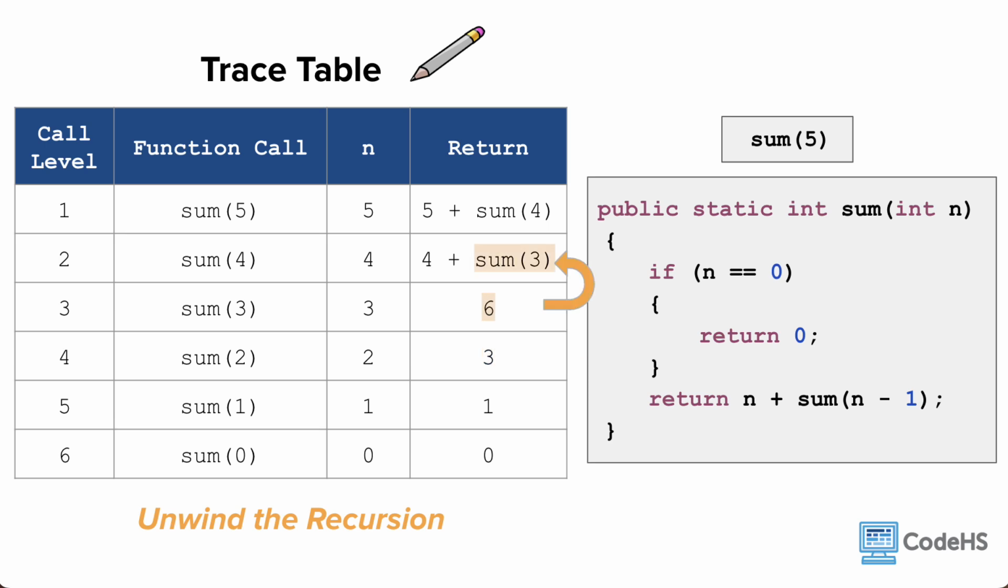This process continues, sending 6 up for the sum of 3 call, then sending 10 up for the sum of 4 call, until you are back at the top level and have determined that the sum of 5 call results in a value of 15. And there you have it.